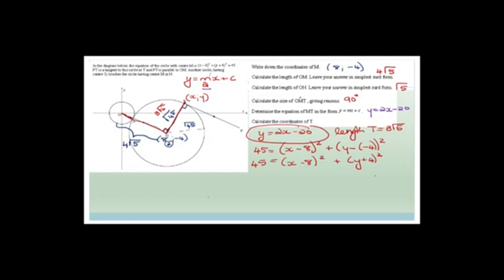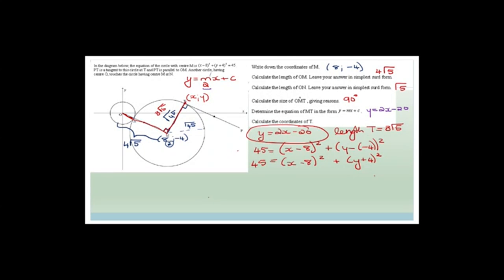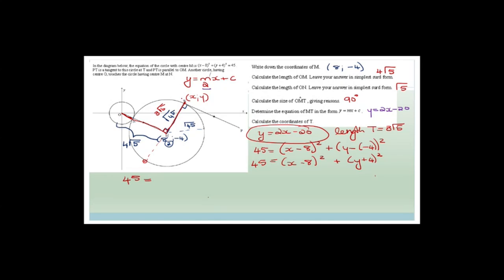But we also have this. We know that y is equal to 2x minus 20. So we could substitute for y into this bit of the equation, and then we could solve for x. Do you agree? So we could go 45 is equal to, and we're going to get either that point or this point. We're going to get two points, either the top point or the bottom point. Is equal to, and we might as well multiply this out already, x squared minus 16x plus 64 plus, and then this becomes 2x minus 20 plus 4, all squared.